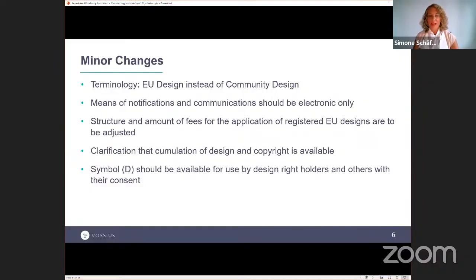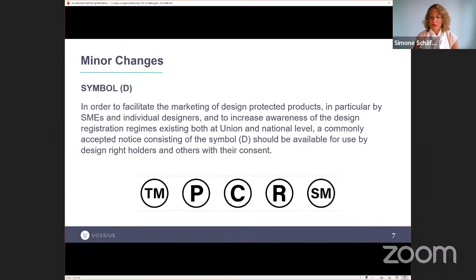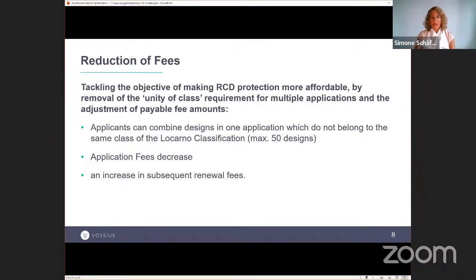And last but not least, I think it's important to mention that we have a new symbol of protection for design protection, because this will facilitate the marketing of the design protected products. It will provide protection also against infringers by being a very good warning sign. You know already the signs below: trademark protected, patent protected, copyright protected, and so on. And then we have a very big D. So design right protection is extremely effective and important.